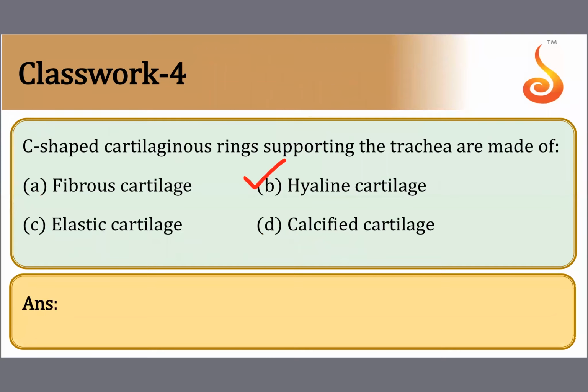They start off in the trachea and go up to the initial bronchiole. I told you the initial bronchiole branches into terminal bronchiole, that branches into respiratory bronchiole, that branches into alveolar duct, and finally alveolus. So starting from the trachea, up to the initial bronchiole, you will have C-shaped hyaline cartilaginous rings.